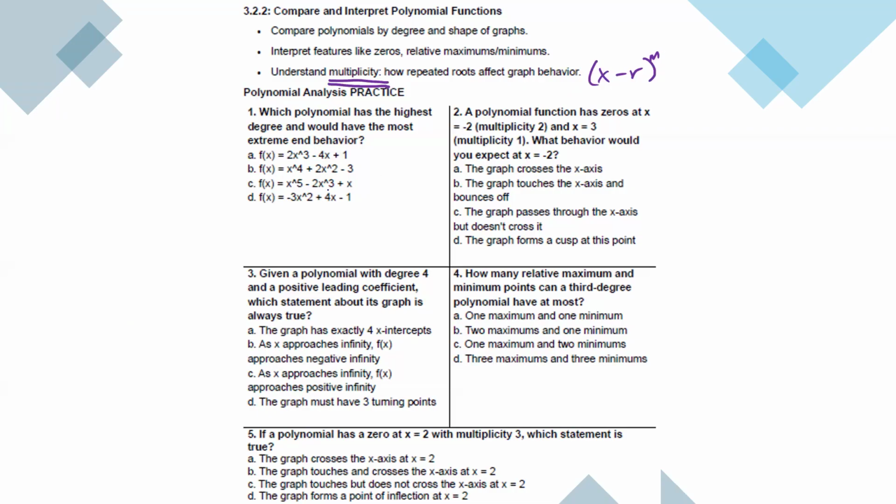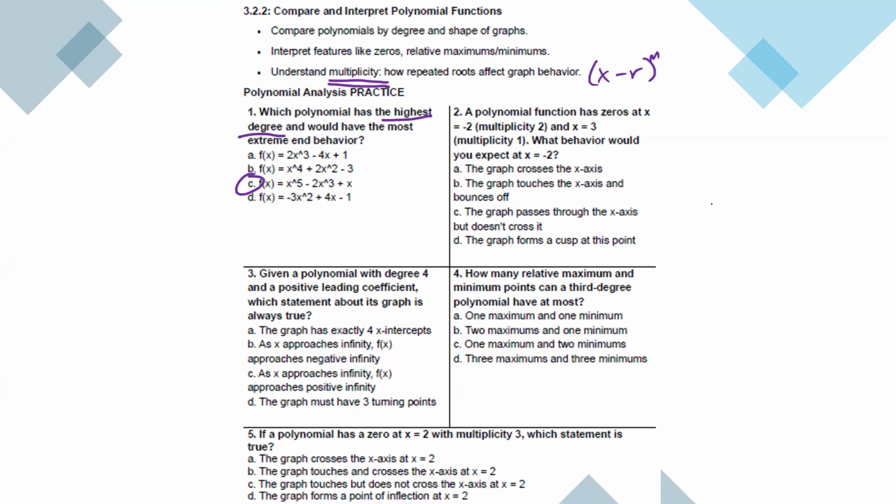All right, so number 1, it says which of the polynomials has the highest degree and would have the most extreme end behavior, okay? So, easy question, highest degree. What's my highest degree? 5, exactly. Okay, and extreme end behavior is really not extreme. They just have opposite end behaviors, right? One's going forever to negative infinity, and one's going forever to positive infinity.